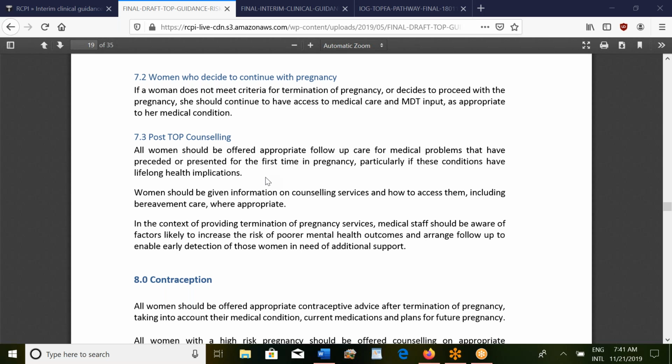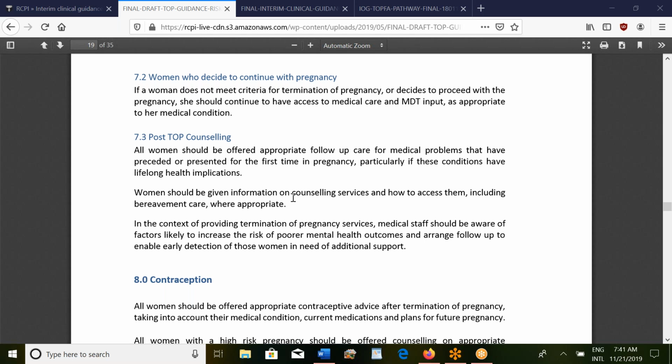Then post-op counseling is also very important. They can have depression and psychological aspects, so we need to offer psychological care where appropriate, and then they should be given a contact number. Always give the hospital contact number, 24 hours, and for the counseling service and the support group.